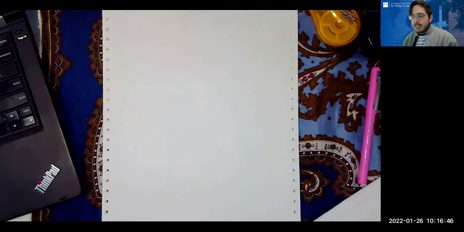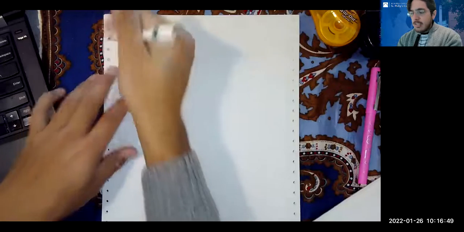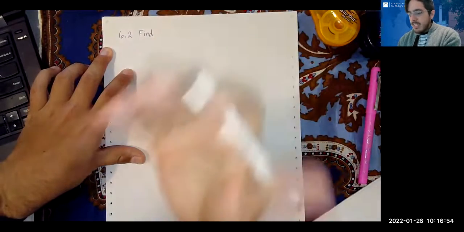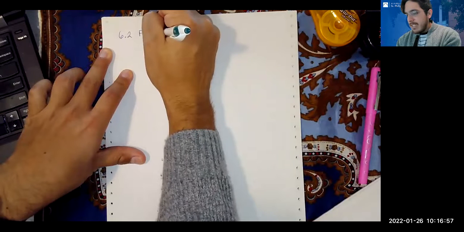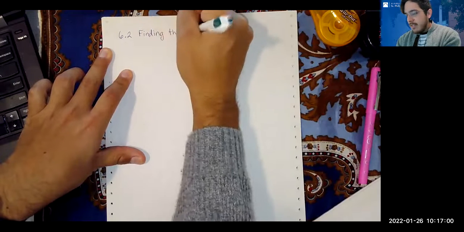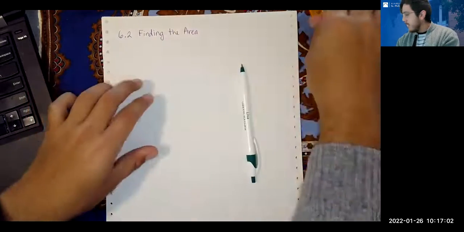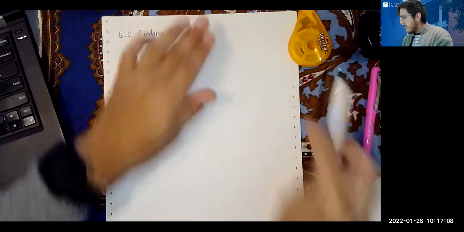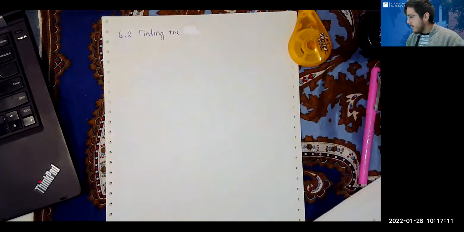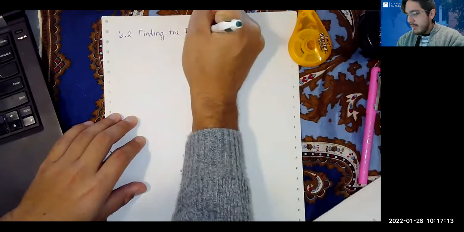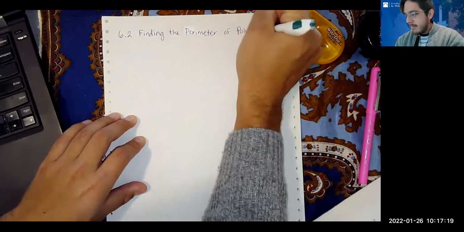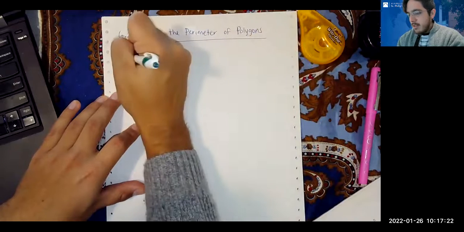Well, this last section that we have to cover is finding the area of polygons, and this is actually chapter 6.2. The reason why I put this at the end of our addition problems is because when we're finding the area, sorry, not the area, the perimeter. My bad, I'm on the wrong side. There we go. Perimeter of polygons.